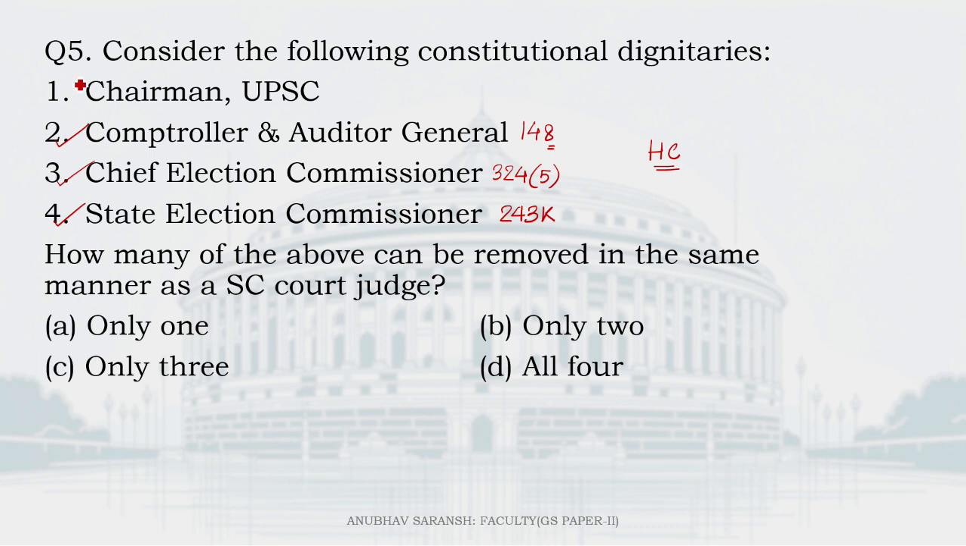And the chairman of UPSC. In this case, sadly, the chairperson of UPSC is not removed in the same manner as a Supreme Court judge, meaning there is no voting in the Parliament. The Supreme Court will conduct an inquiry and give its report to the President of India, inquiry by the Supreme Court. And based on that report, the members of the UPSC, including the chairman, can be removed. So 2, 3 and 4. How many of the above can be removed? So C, only 3. That's the answer.